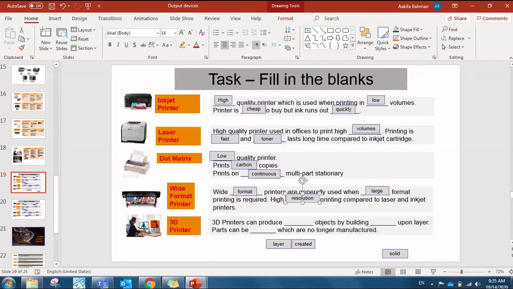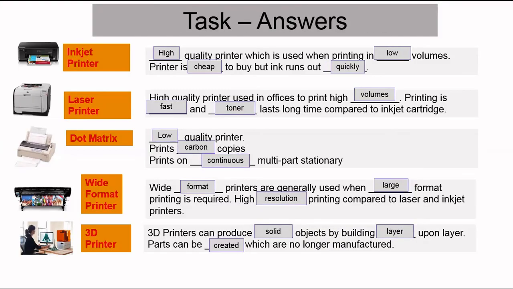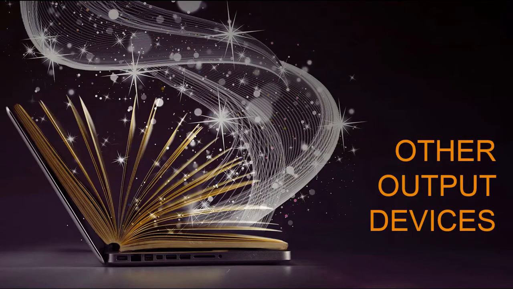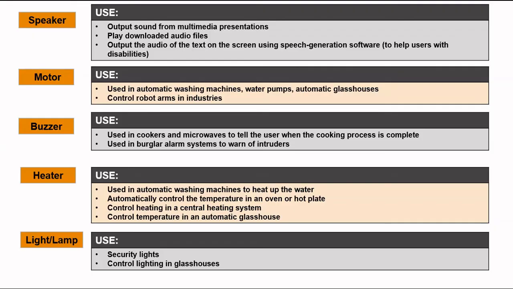The next one we have is a 3D printer. It can produce actual solid objects in 3D, and it is building layer upon layer. Also, one of its applications is that parts can be created which are no longer manufactured. Now, going back to our slide, we are done with that task. We have a couple of other output devices to discuss as part of your syllabus as well.